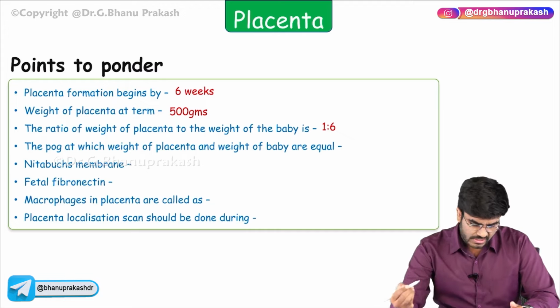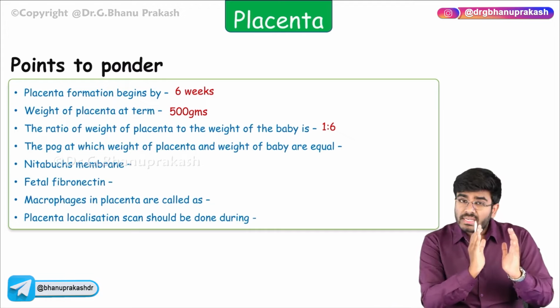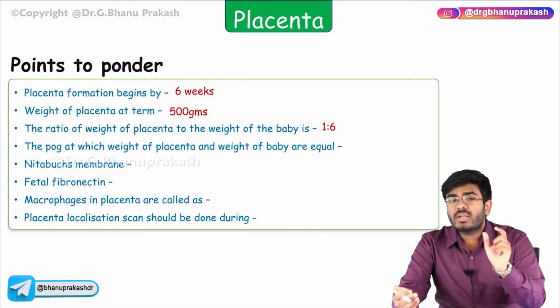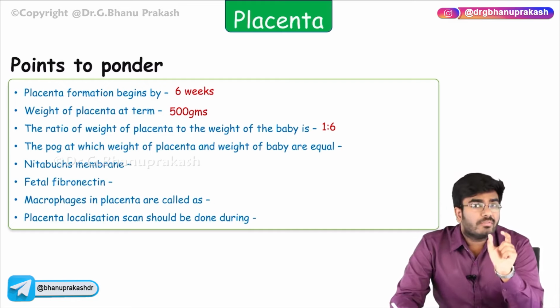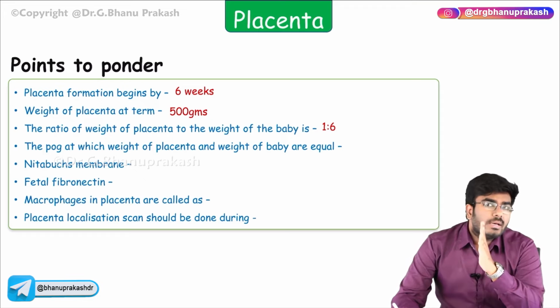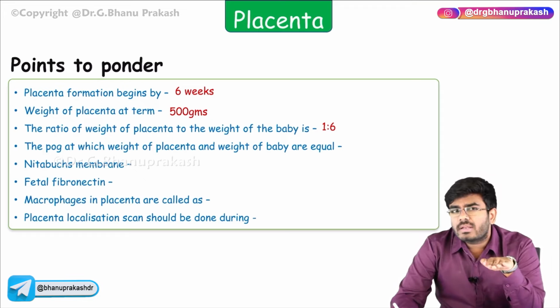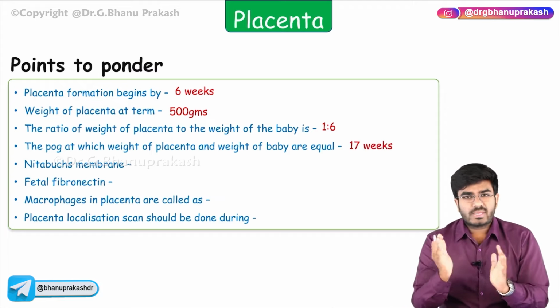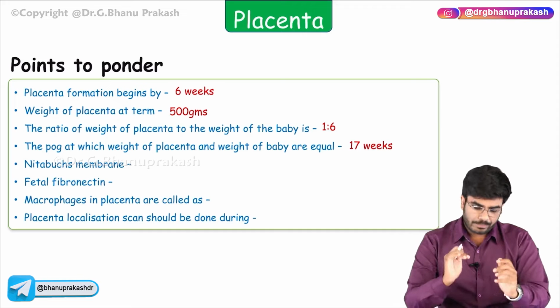The period of gestation at which the weight of the placenta and the weight of the baby are almost equal. What is the time period at which placental weight and the baby's weight are equal? It is at 17 weeks. At 17 weeks, the weight of the placenta and the weight of the baby are almost the same.